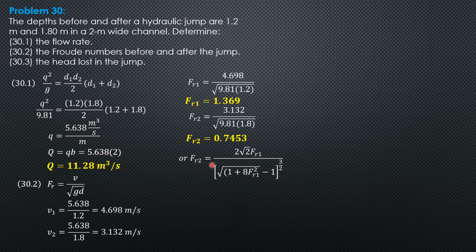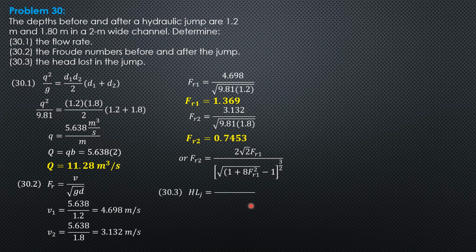Or FR1 is 2 square root of 2 FR2, which is 0.7453, over square root of 1 plus 8 times 0.7453 squared minus 1, raised to 3 halves. Verify that it is also 1.369. So I will leave that formula for you so that you can be familiar with that direct formula. Then let's proceed to the head loss.